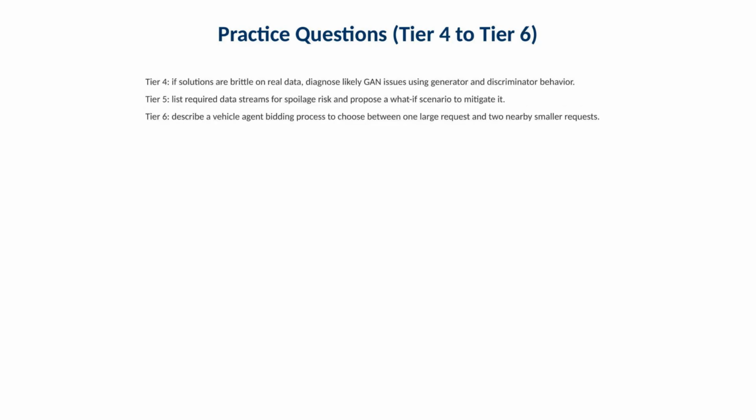These questions focus on uncertainty and simulation. For the generative adversarial network, you diagnose why generated scenarios might not match reality. For the digital twin, you identify data streams needed to model spoilage risk and propose a what-if scenario. For distributed intelligence, you explain how vehicle bidding can lead to route formation.